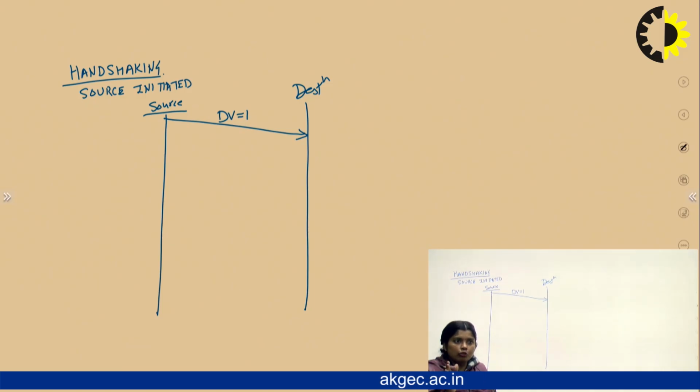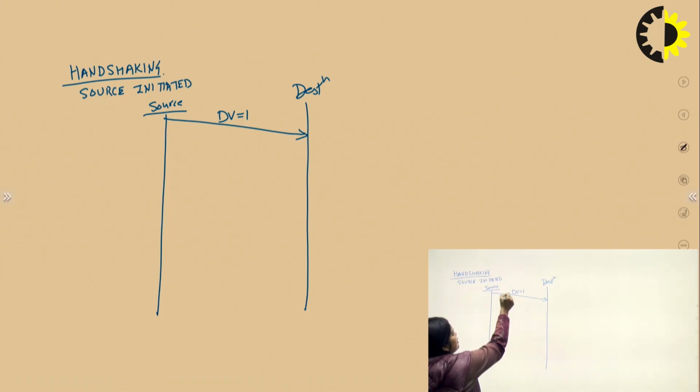At the source, it is sending the DV equal to 1 signal. This particular signal doesn't carry any data. There is no data at all. There is only the DV equal to 1 transmission, saying that I have a data and I want to communicate. Now, this DV equal to 1 line is not called a data bus.